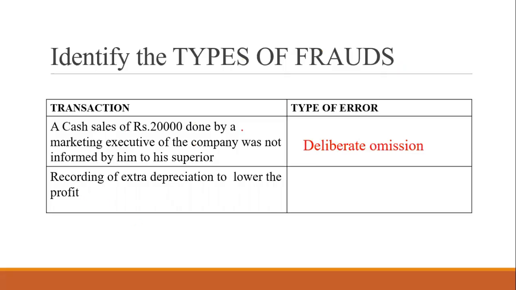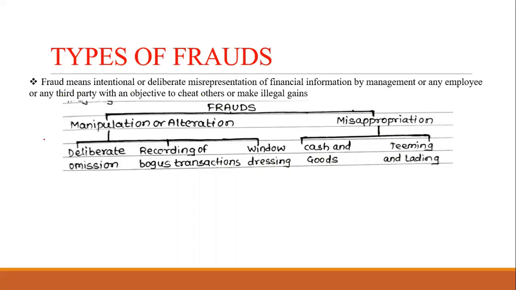Second one: recording of extra depreciation to lower the profit. Yes, it is recording of bogus transactions. Perfect, perfect. So at least this part got cleared by all. Great. So now we jump back to fraud. We are done with manipulation. Next comes misappropriation. Yeah, Meg, you mentioned both the answers. Okay, both the answers were mentioned together. Then it is perfect. I thought it was the first answer. Both the answers were perfect. Yeah, Steve, you raised your hand. Okay, then not an issue.